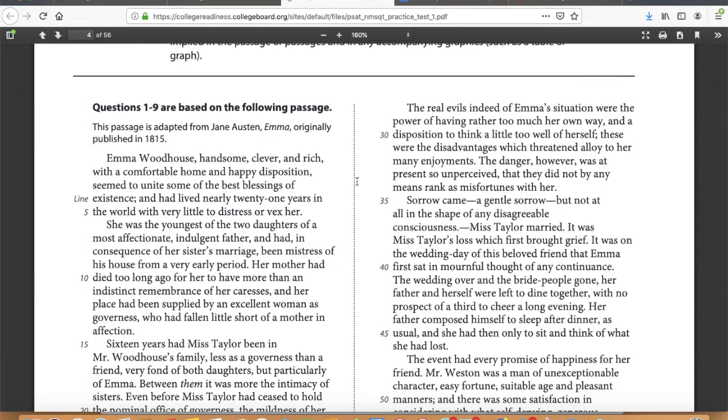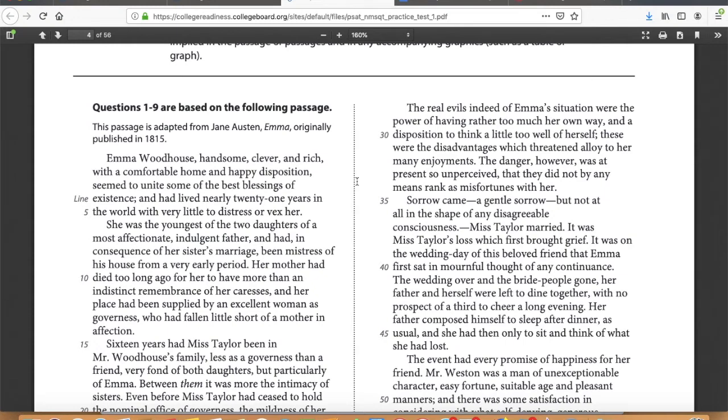So her mother died too long ago for her to have more than an indistinct remembrance of her caresses. What does indistinct mean, Katie? Indistinct, it's kind of like blurry, hazy. Yeah. Unclear. Distinct would mean clear, so indistinct means not clear. Even if you're not sure what indistinct means, you know what distinct means. Figure out the opposite of distinct. So it's unclear, blurry, hazy.